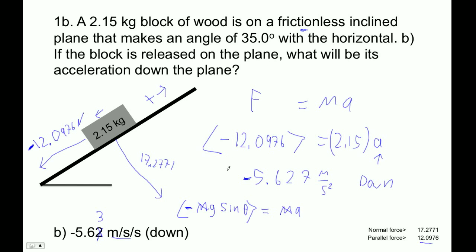In fact, you can just do that right now. I'm going to go negative 9.81 times sine of 35, and I'm getting this exact same answer that I got here. So that's just handy to know.